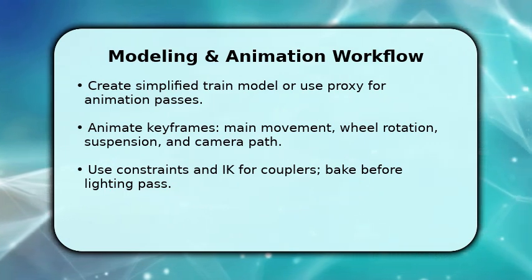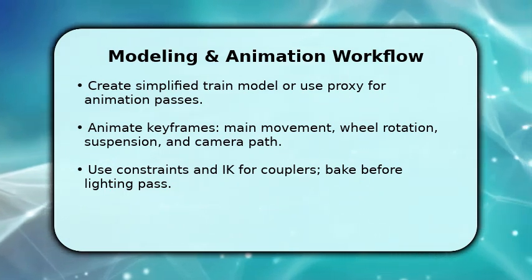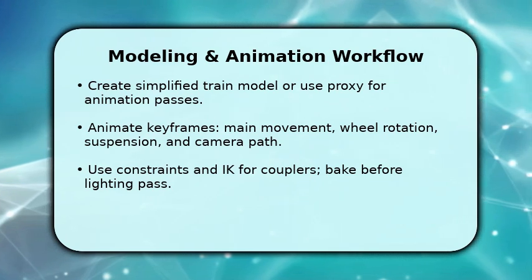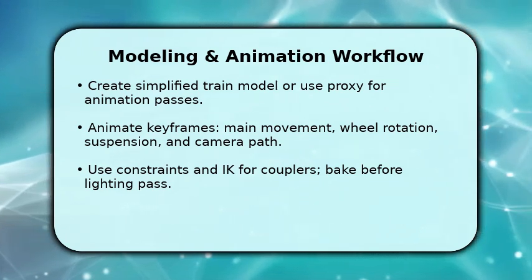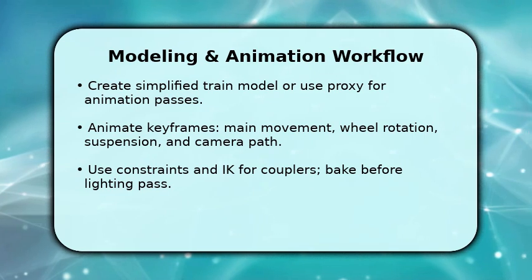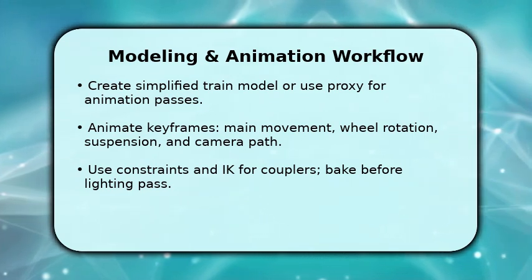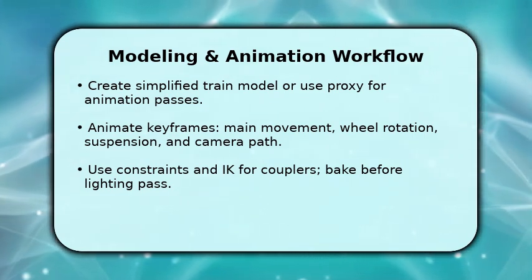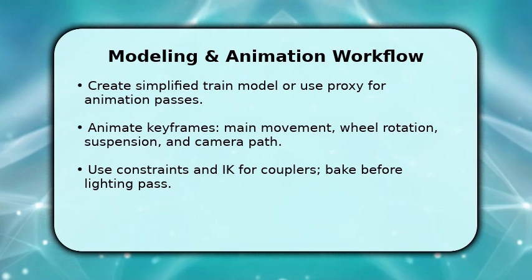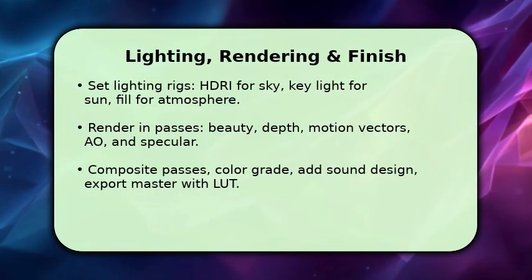Set your camera path to follow the train with 2 or 3 cuts and use constraints or inverse kinematics for couplers and pantographs. Once the motion reads well, bake animation to remove dependencies and prepare clean geometry for shading and lights. You finish by dialing lighting and render passes.